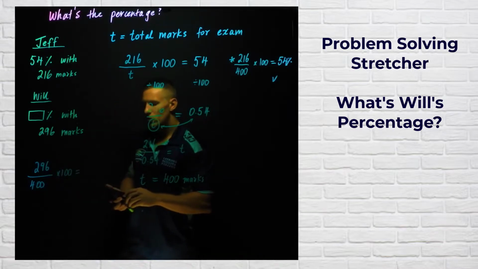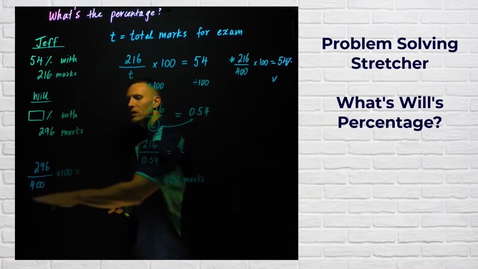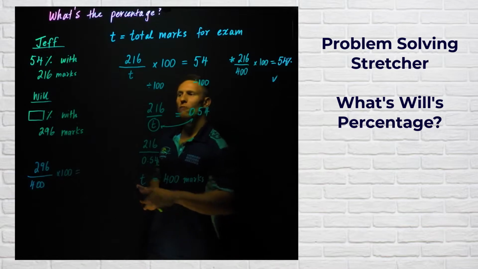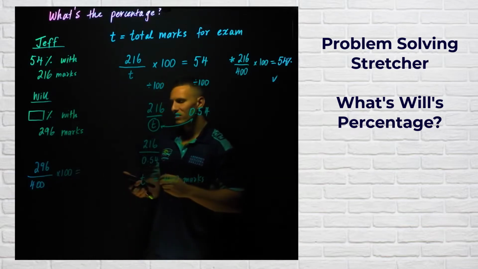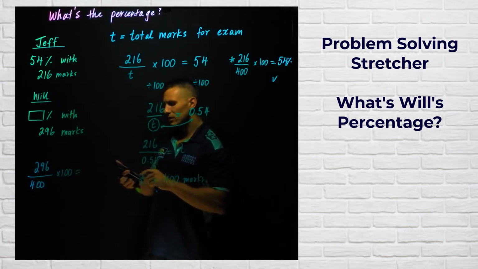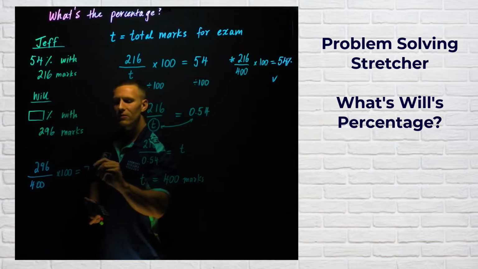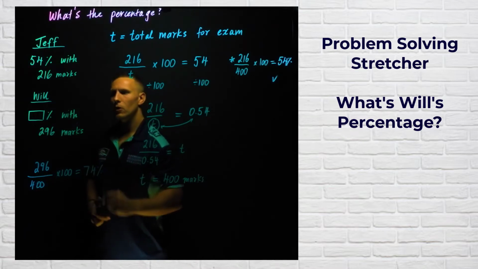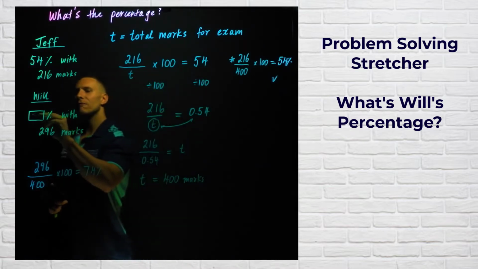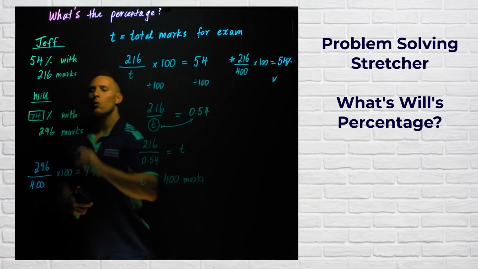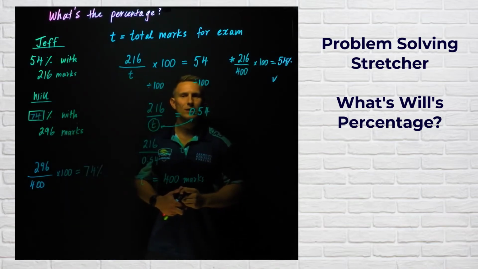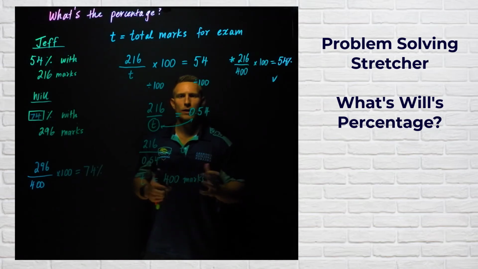Now we're going to put this into our calculator to solve for what percentage Will got on his exam. So 296 divided by 400, and then we multiply that by 100, which is 74%. So Will got 74% with 296 marks. Let us know how you've gone.